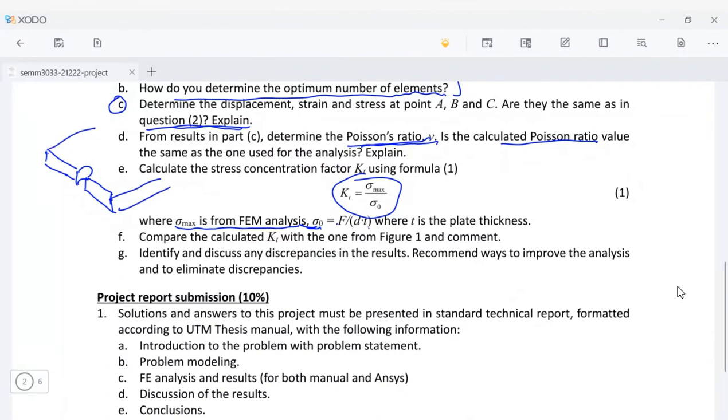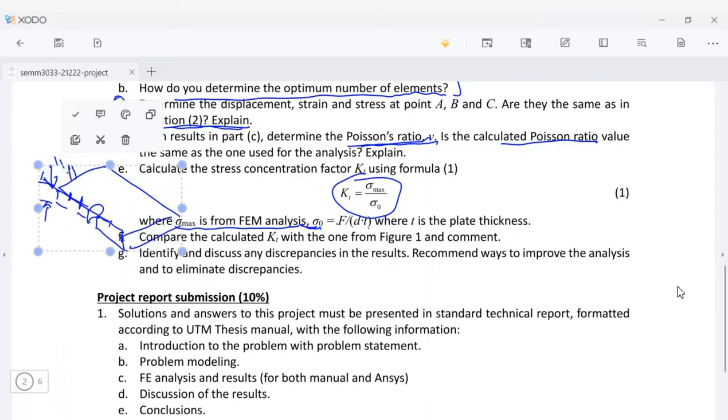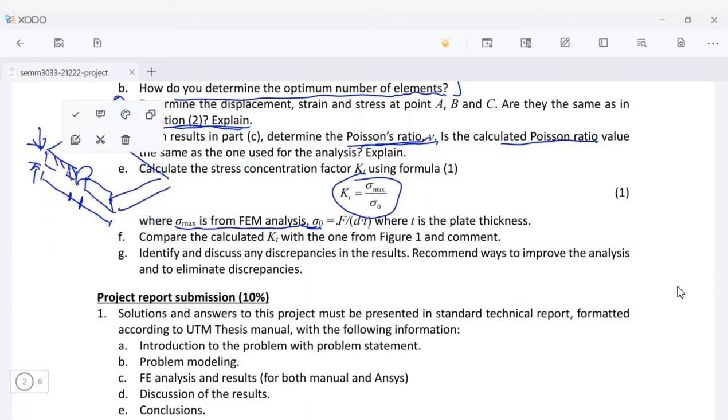So let's say this is the one. The thickness is T, and the area here, D, is basically this minus the diameter of the hole, because this is the area that we are interested in. So again, this is the area that we are interested in.